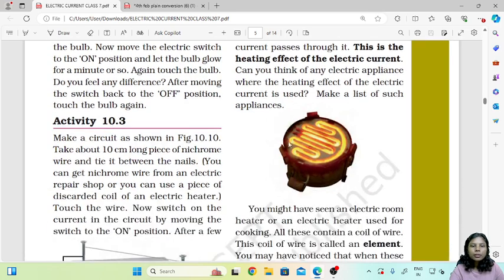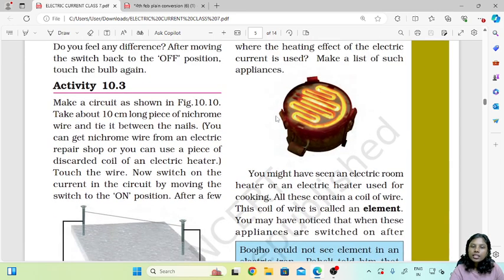of electric current. Can you think of any electric appliance where the heating effect of the electric current is used? Make a list of such appliances. So the first thing we remember are these heaters which we see.